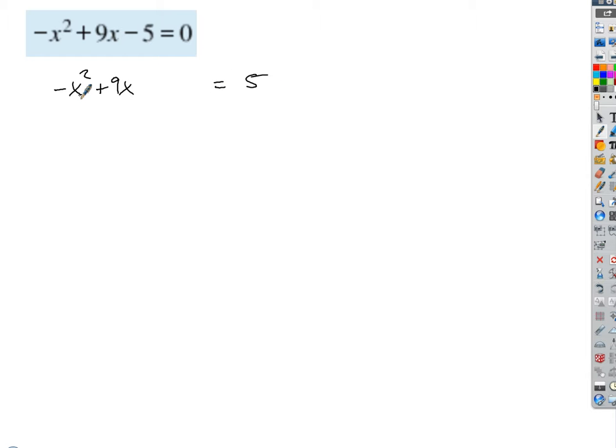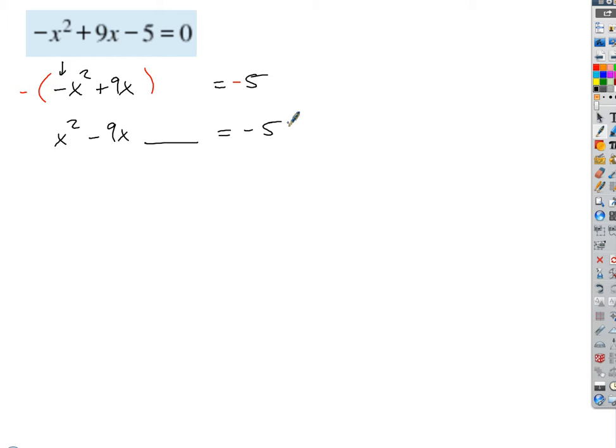And then the coefficient of x squared needs to be 1. So I've got to get rid of that negative 1. So I'm going to multiply each side through by negative 1. If I distribute on the left side, that's just going to give me positive x squared minus 9x, and I'll leave a space. And on the other side, I just get negative 5.